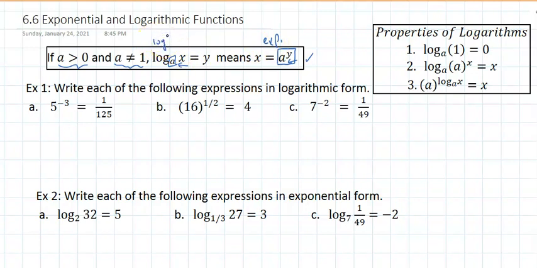Now there are 3 properties of logs. The log base a of 1 is always 0, no matter what the base is. Log base 3 of 1 is 0, log base 15 of 1 is 0, log base a half of 1 is 0.